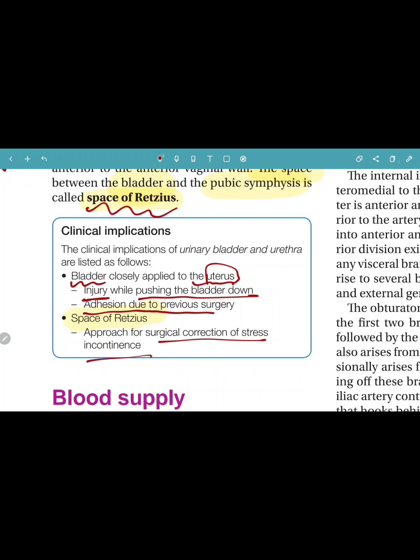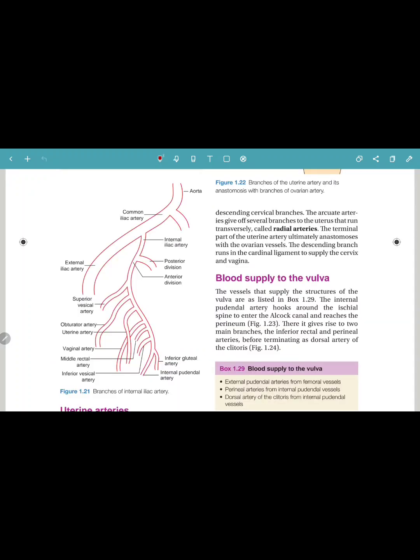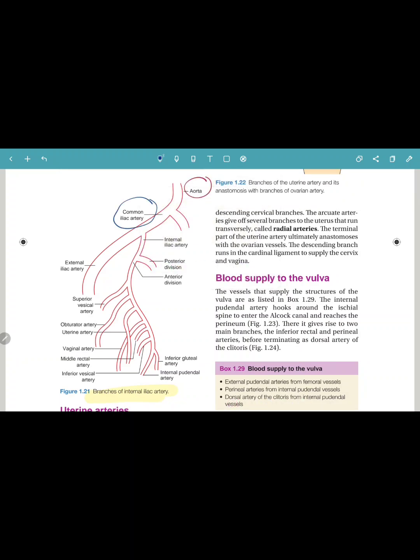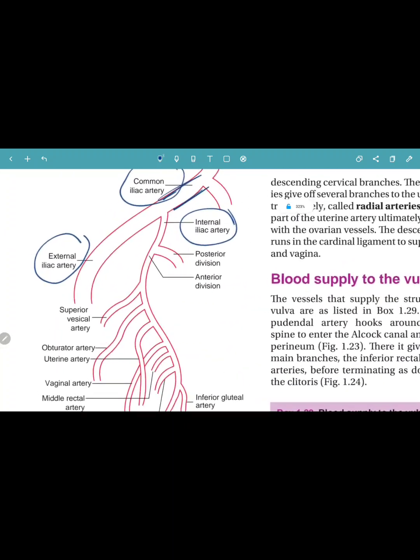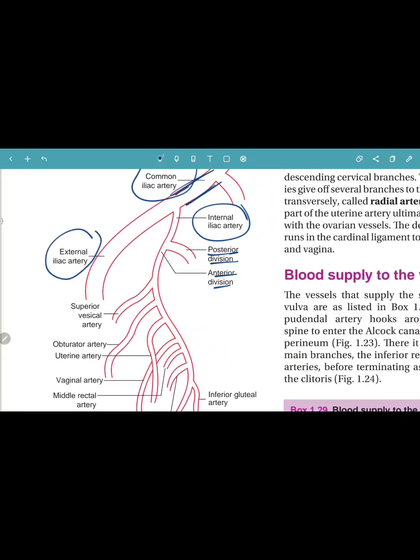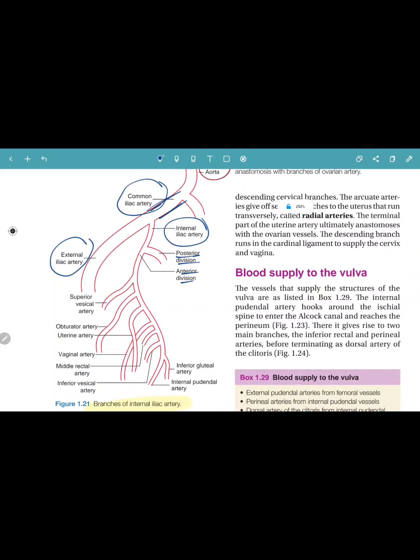So let's look at the branches of the internal iliac artery. You have your aorta over here, and this is your common iliac artery. The common iliac artery bifurcates into an external iliac artery and an internal iliac artery. The internal iliac artery has two divisions, your posterior division and your anterior division.